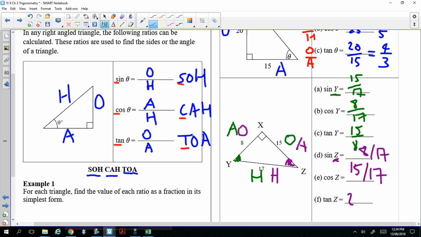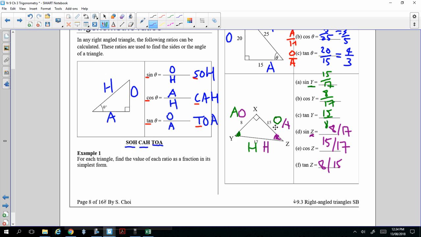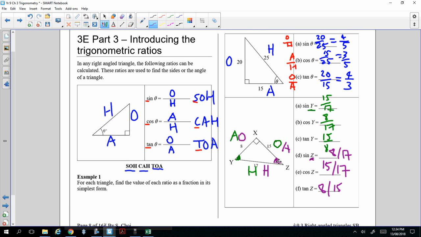So you've got to pay attention to which angle you're using. So this is what today's exercise is about. Getting familiar with the sides, hypotenuse, opposite, adjacent, knowing the definition of sine, cos, and tan. Alright, so you can start the exercise now and finish it.